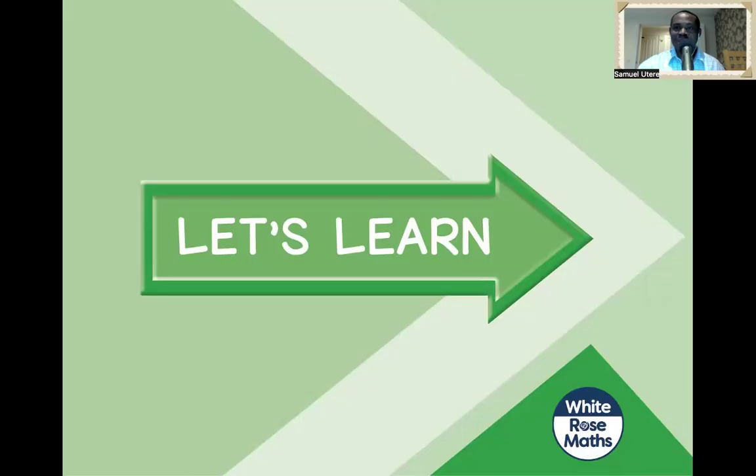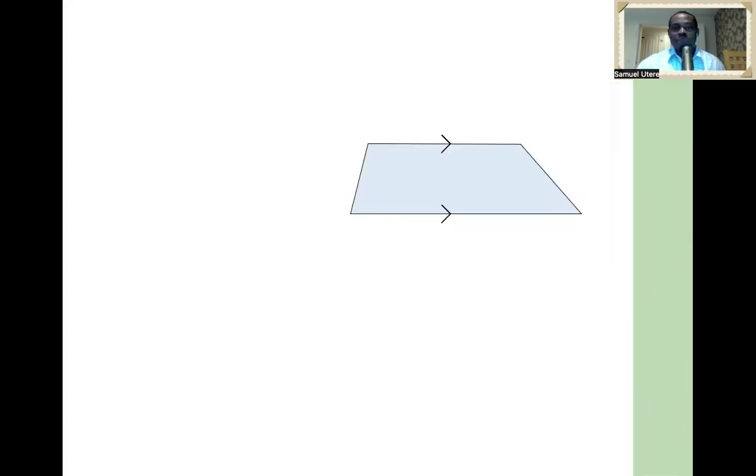Let's do our new learning for this lesson. If we have this trapezium, we can see that it has a pair of parallel sides. Something I really want you to take note of is that sometimes students get confused when they see a parallelogram and then they see a trapezium. We know by now that a parallelogram has 2 pairs of parallel sides. So sometimes you see it like that, and we know definitely that that is the parallelogram.